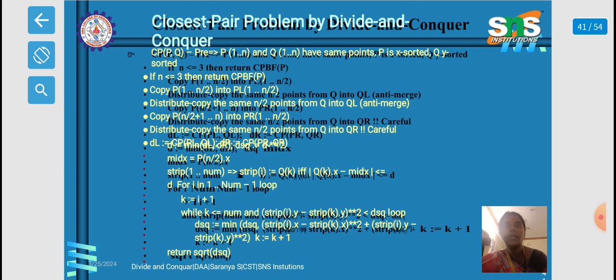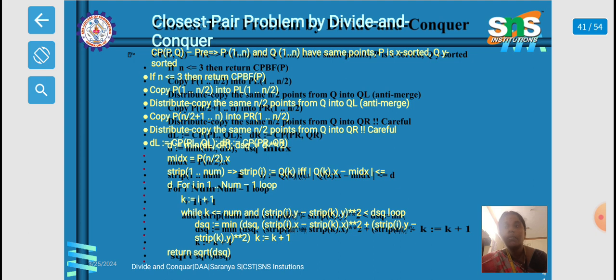Else, copy the first n divided by 2 points of P to array P_L, copy the same n divided by 2 points from Q to array Q_L, copy the remaining n divided by 2 points of P to array P_R, and copy the same n divided by 2 points from Q to array Q_R. Then d_L equals EfficientClosestPair(P_L, Q_L), d_R equals EfficientClosestPair(P_R, Q_R), d equals the minimum of d_L and d_R, and m equals P[n divided by 2 minus 1].x. Copy all the points of Q for which |x minus m| is less than d into array S[0..num minus 1].